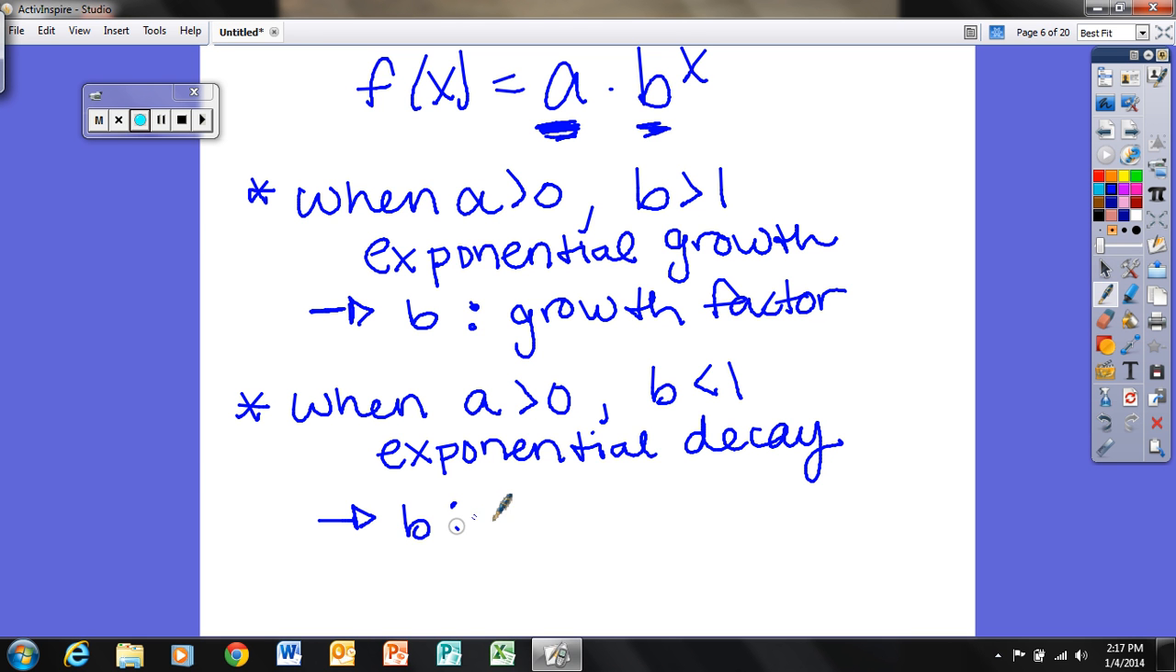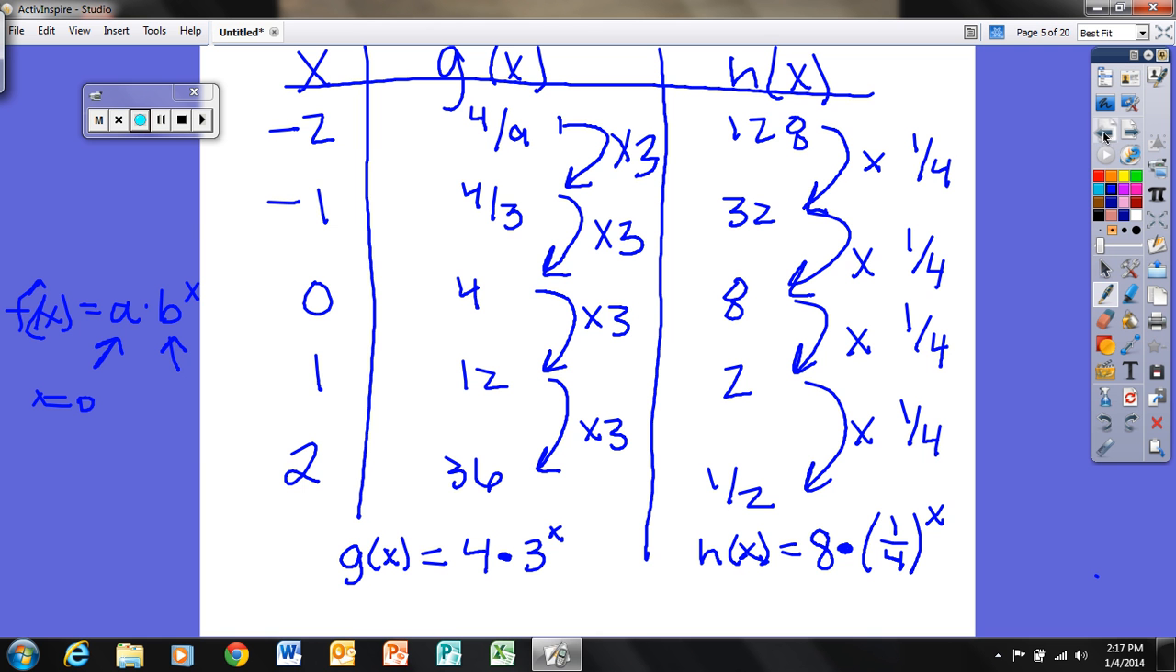And same thing, b is now going to be called our decay factor. I'm just going to go back to the slide we were just on, where we found the functions for these 2 different equations. Let's look at g of x. a is bigger than 0 and b is bigger than 1. So is this function going to be exponential growth or exponential decay? It's going to be exponential growth because a is bigger than 1 and b is bigger than 1. So we're going to have exponential growth there.